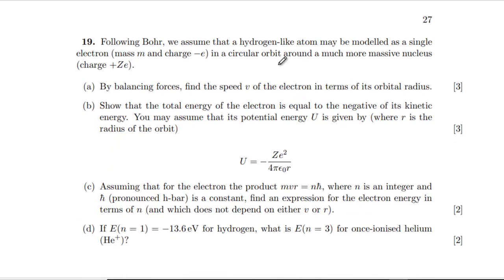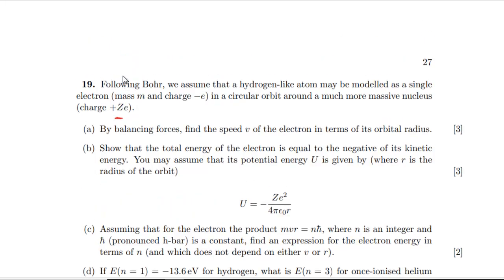Right, following Bohr, we assume that a hydrogen-like atom may be modelled as a single electron, mass m, charge minus e, in a circular orbit around a much more massive nucleus, charge plus Ze. Oh, I see, hydrogen-like. So that's why I've got a Z there then. By balancing forces, find the speed v of the electron in terms of its orbital radius.